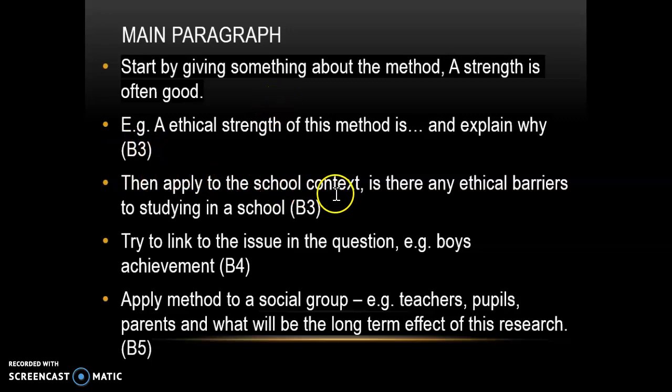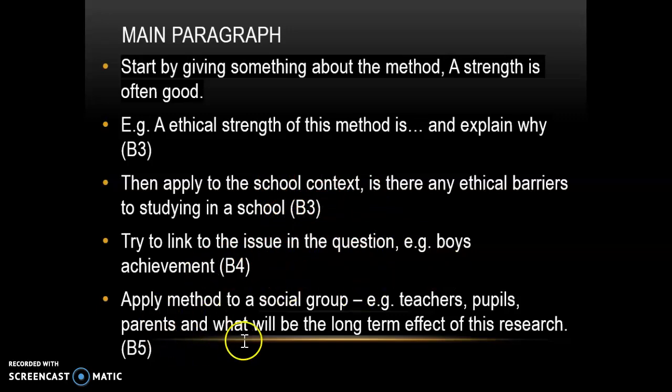Then apply it to the school context. Are there any ethical barriers to studying in a school? That still stays at band 3 because we've not mentioned the context in the question yet. So that's what you're going to do next. You're going to develop it and link it to the issue in the question, which is boys and achievement. That will get you B4 if you're just researching boys and achievement.